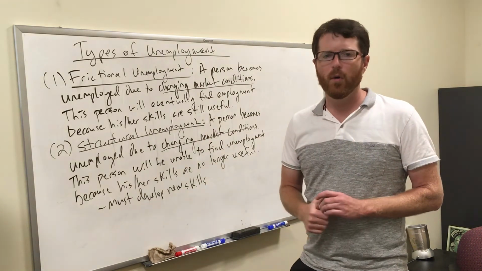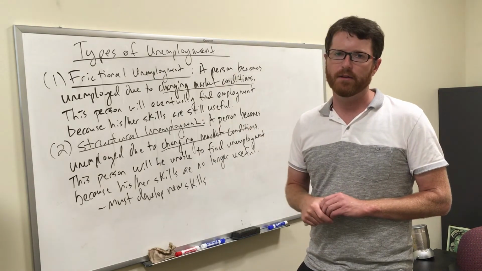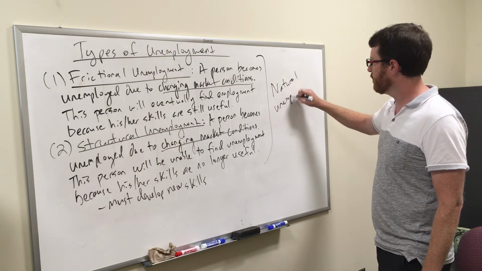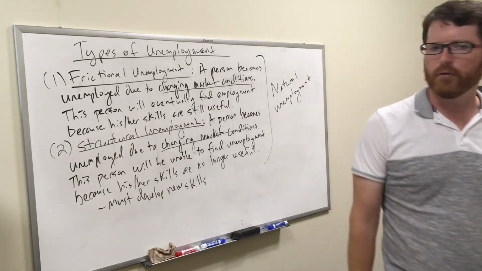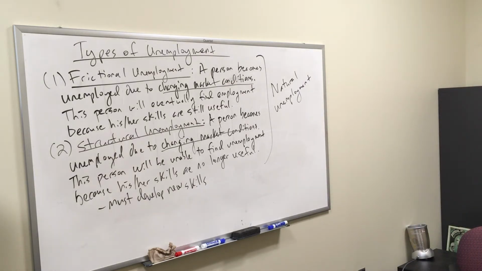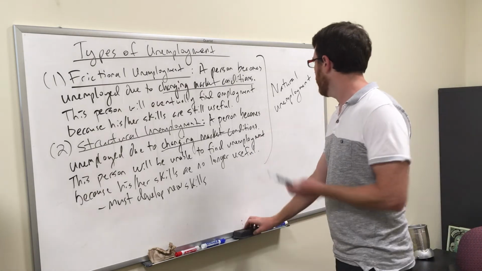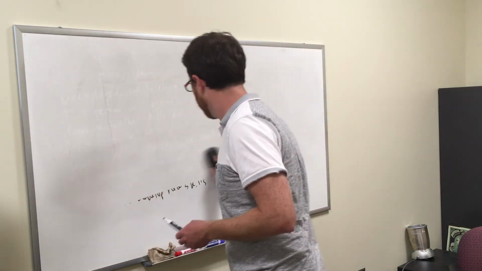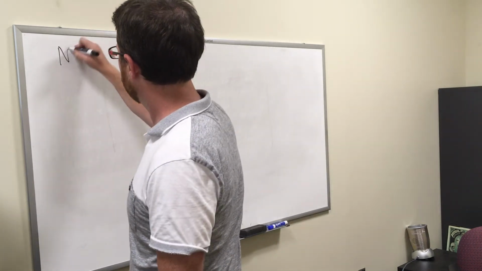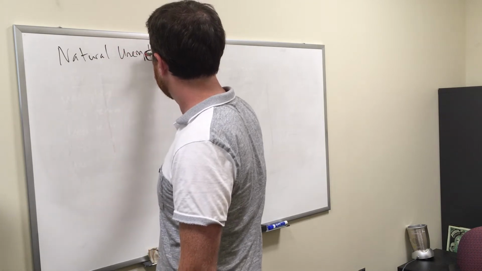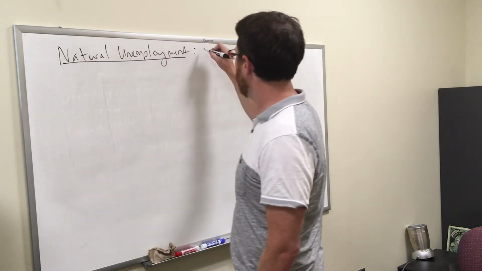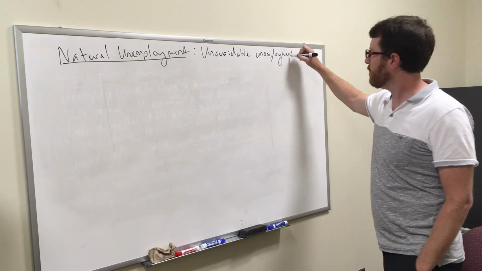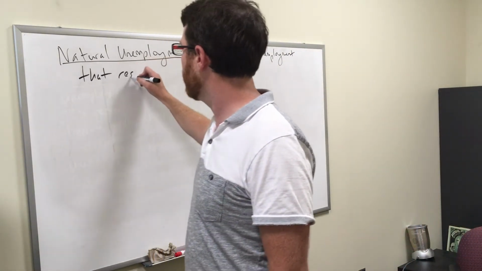But this is unavoidable. There's always going to be a certain amount of unemployment because of changing market conditions. Okay? So we lump all of this together into something called natural unemployment. So frictional unemployment and structural unemployment are both examples of natural unemployment. Okay, so I'm going to erase this and then we're going to define natural unemployment. So natural unemployment is unavoidable unemployment that results from changing market conditions.